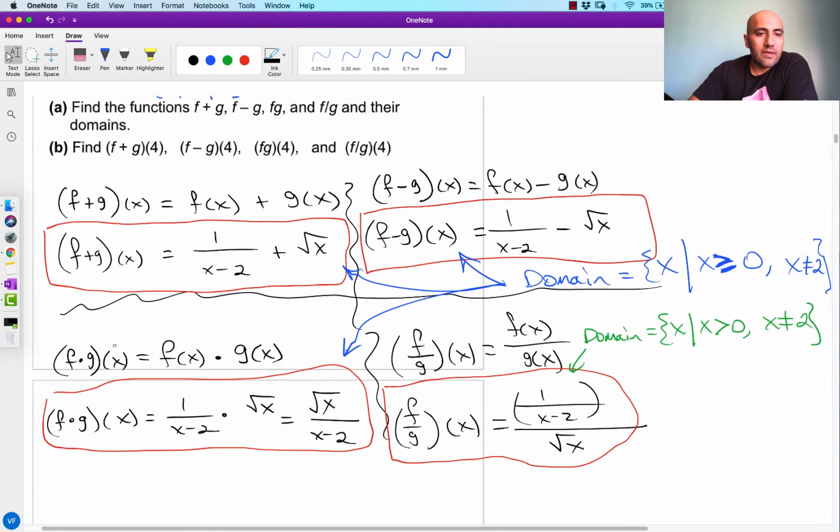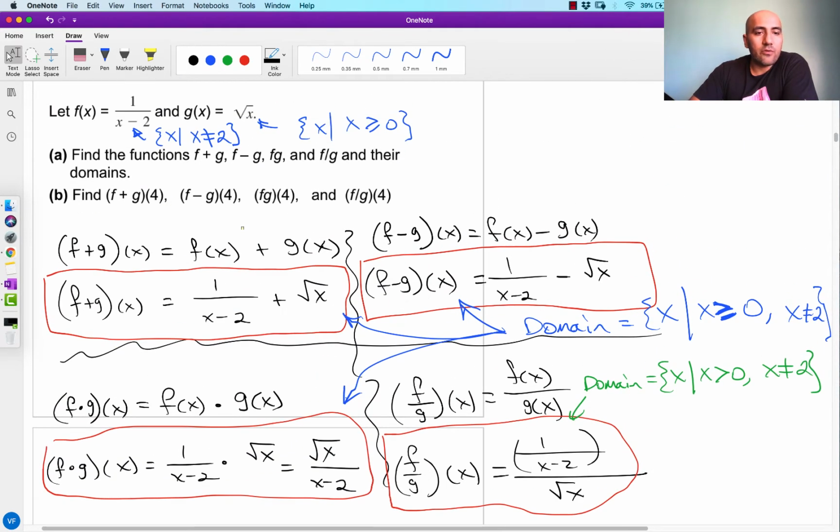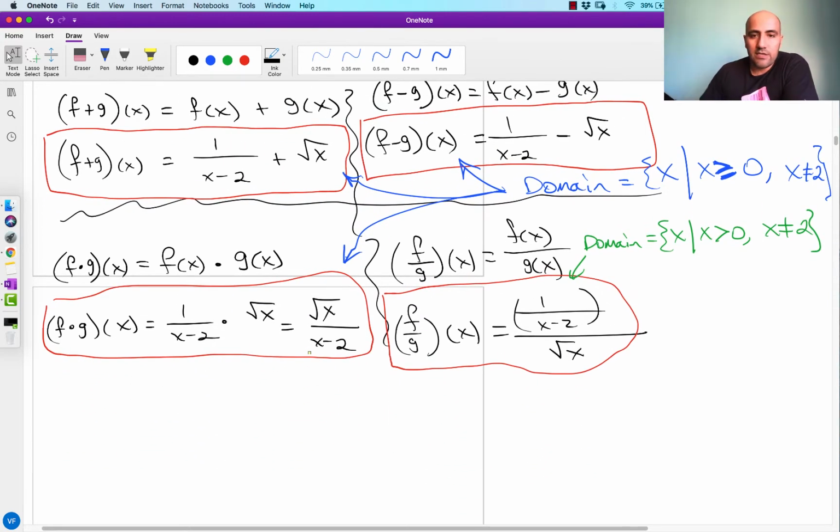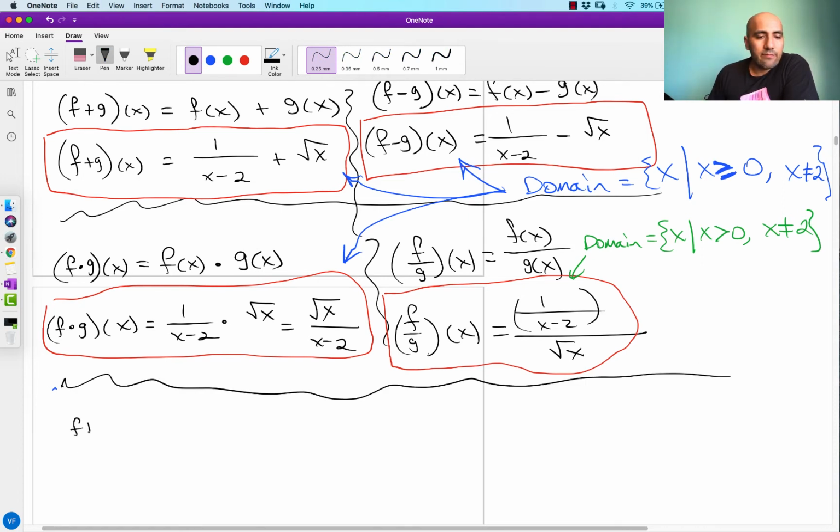Okay, so part B also said evaluate each one of these at 4. So let's evaluate each one of these at 4. Evaluating the f plus g function at x, that would be this one here, and it's equal to 1 over blank minus 2 plus square root of blank.